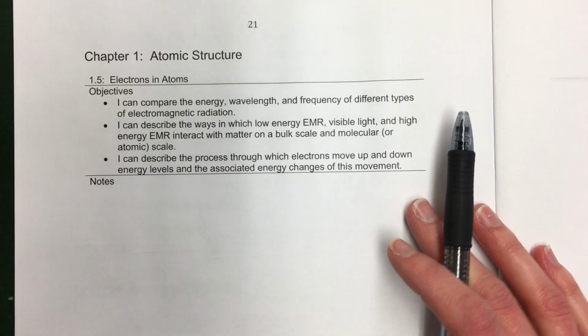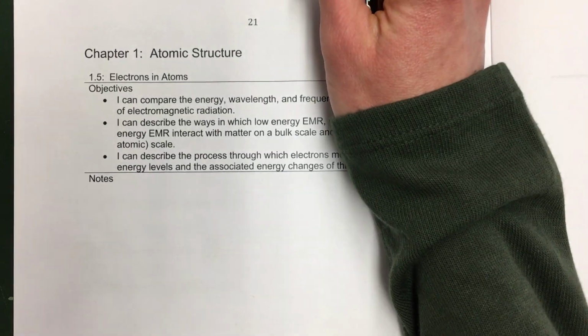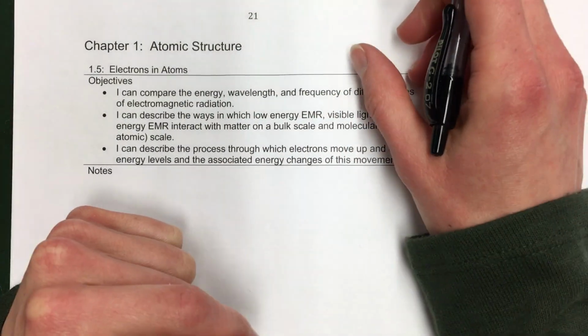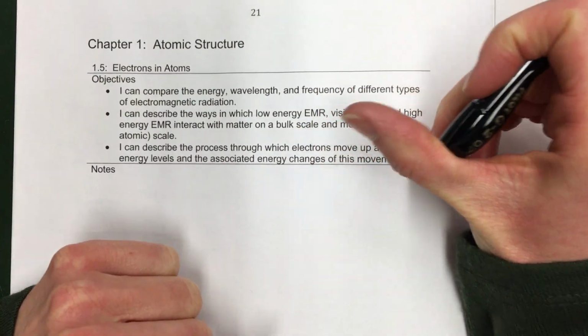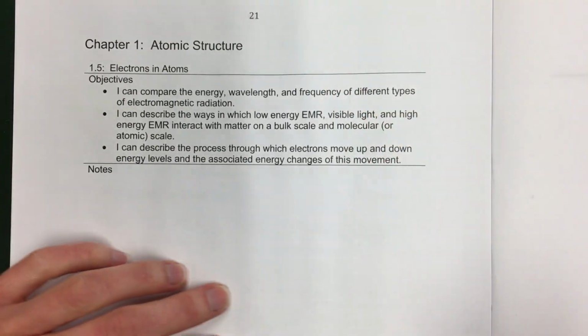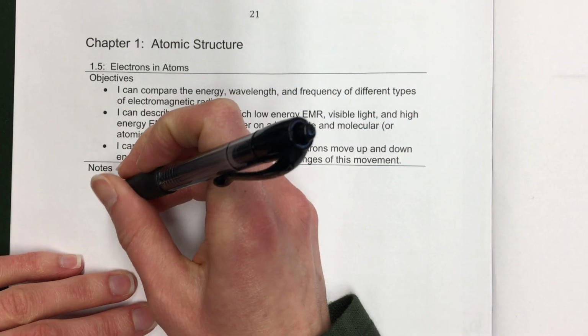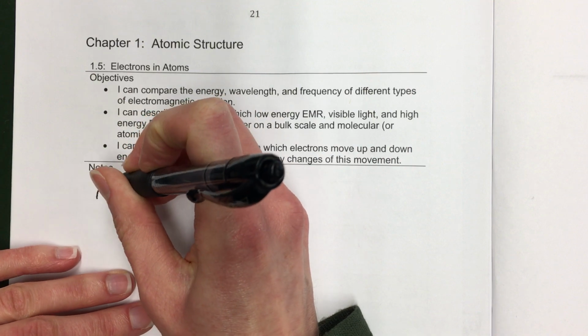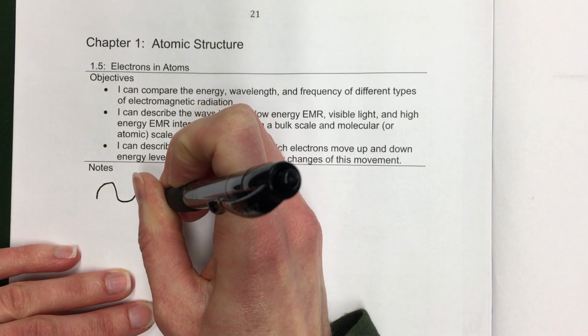Okay, so in this section we're going to be talking about electrons and how they are involved in giving off light. But before we do that, we need to talk just about electromagnetic radiation and light in general. So I'm going to draw a couple little diagrams here and talk about wavelength and frequency.